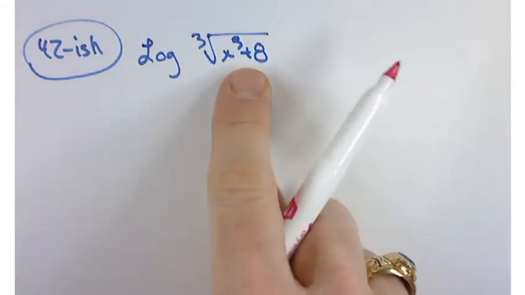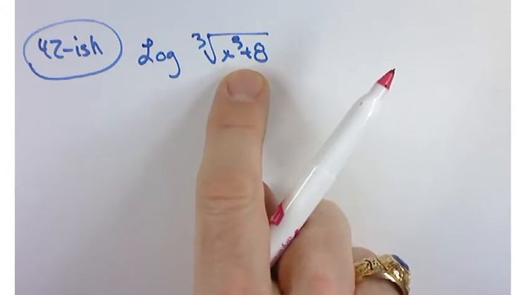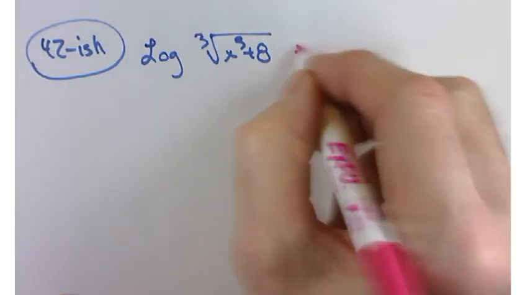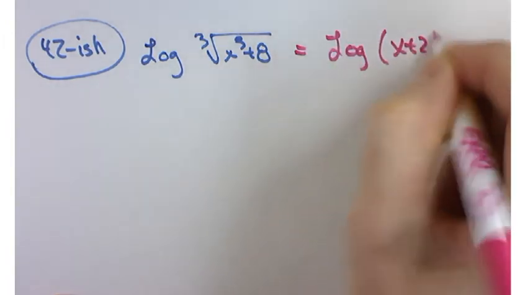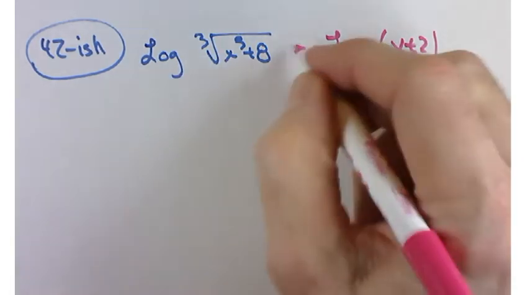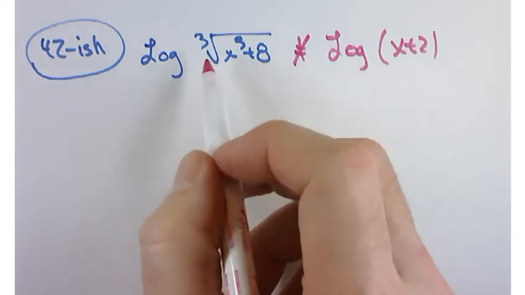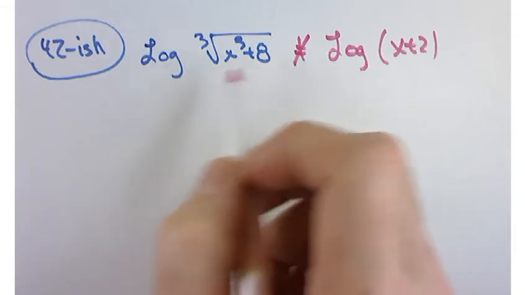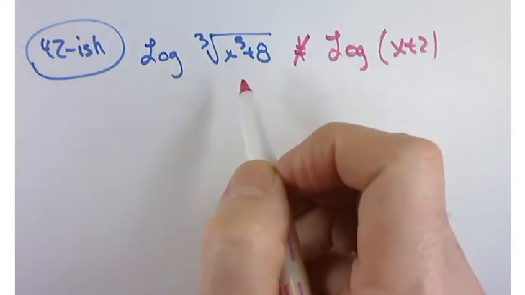Now I chose this deliberately because it just looks so tempting. It looks like you should be able to say, oh well, that's the log of x plus 2, cube root of x cubed and cube root of 8, except it doesn't work that way. Sorry, you can't do that. You can't split up a square root or a cube root across an addition or subtraction. It just doesn't work that way.